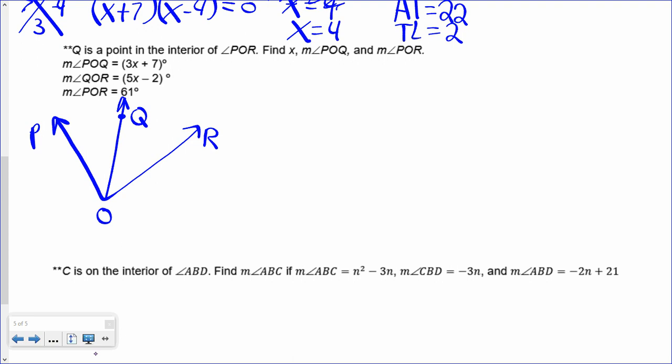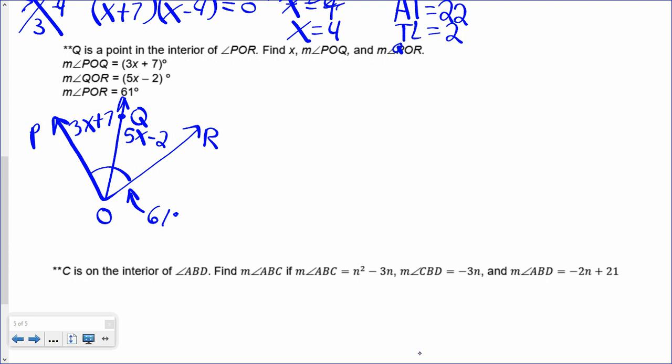Alright. We have a bunch of measures here that we're going to put into the diagram. So POQ is 3x plus 7. QOR is 5x minus 2. And then the entire thing is 61 degrees. I want to find x, the measure of POQ, and QOR. So you already know what POR is.